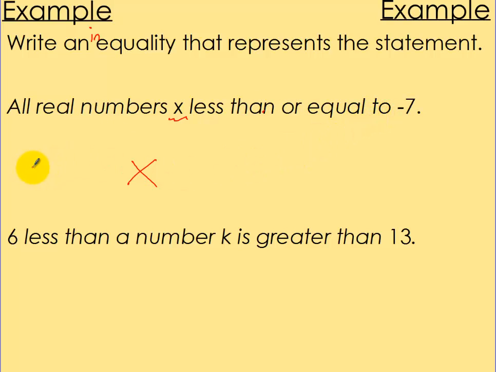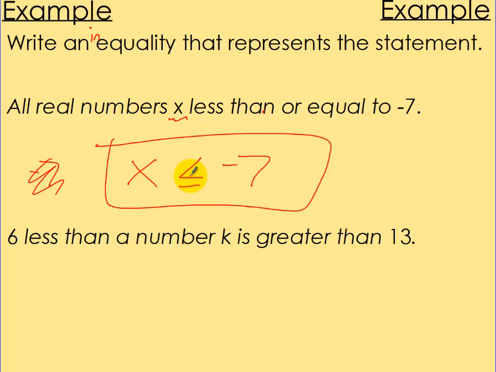So I'm going to say negative 7, and I've got to have numbers that are less than or equal to negative 7. Less than negative 7 is like negative 8, negative 9, and negative 10. So x is going to have to be less than or equal to negative 7. And that makes sense because it's got to be negative 7 and everything below that.